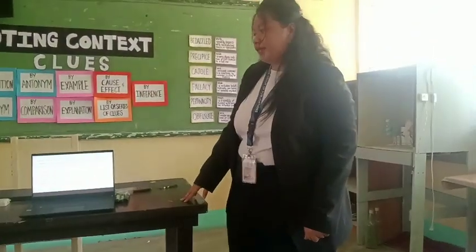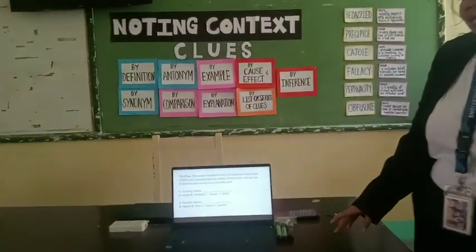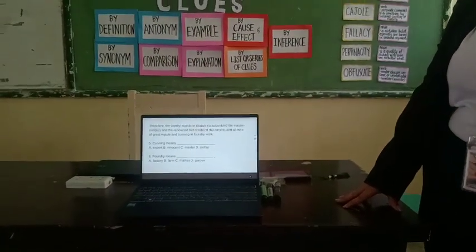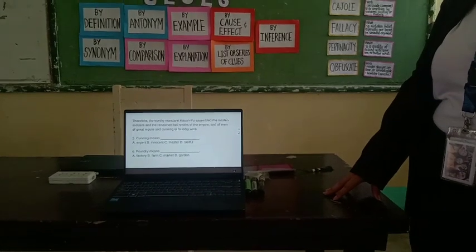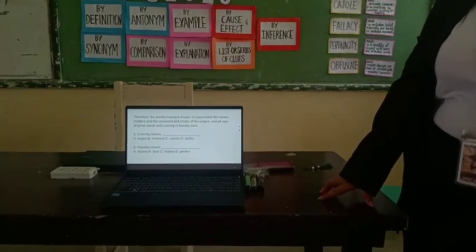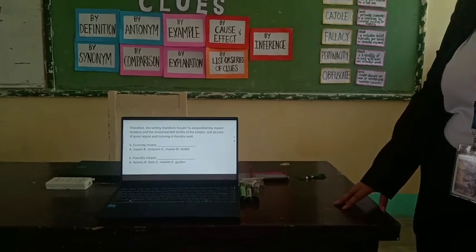Number 5. Therefore, the worthy mandarin who on you assembled the master molders and the renowned bellsmiths of the empire, and all men of great repute and cunning in foundry work.